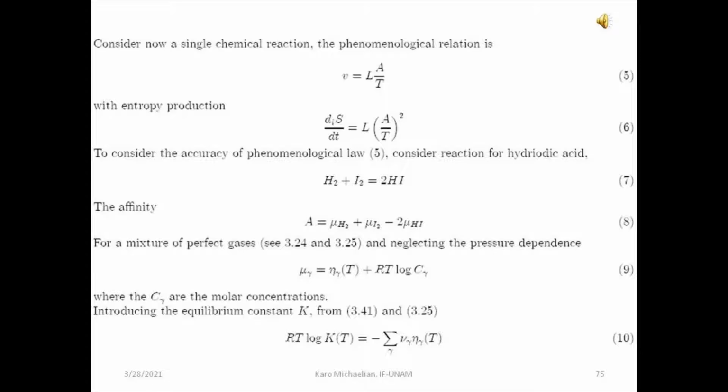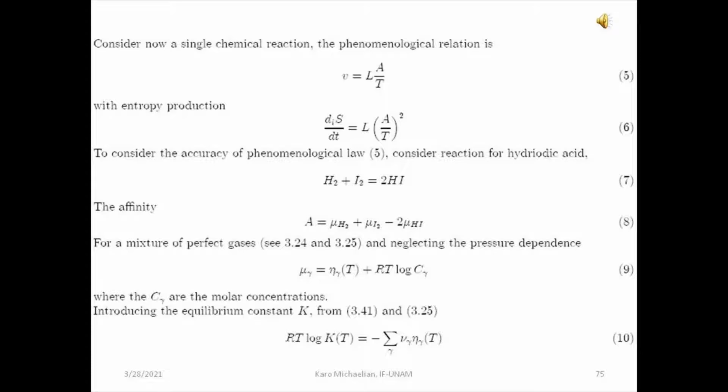Now remember, the affinity, which is related to the force for the reaction, is just minus the sum of the stoichiometric coefficients times the chemical potentials. And remember that the stoichiometric coefficients are negative on the left-hand side and positive on the right-hand side. So the affinity for this reaction 7 becomes A equal to mu H2, the chemical potential of hydrogen, plus mu I2, the chemical potential of iodine, minus 2 mu HI, the chemical potential of hydrogen iodide.